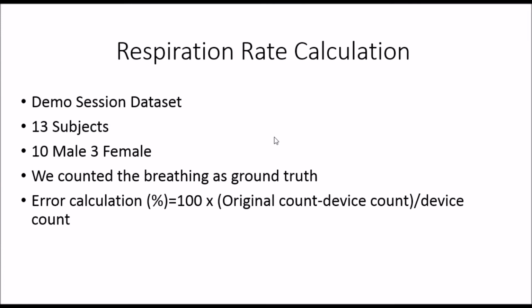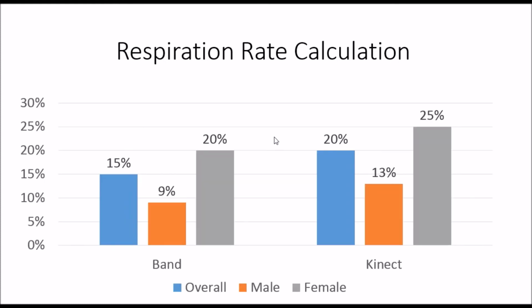We calculated respiration rate using the 13 subjects that we used in the demo session. Among those 13 subjects, we have 10 male and 3 female. We counted breathing rate manually on our own and then calculated the error using this equation. So our demo session dataset showed that we have an overall 15% error rate for the band and 20% error rate for Kinect based respiration rate calculation. We see that for male it is really highly accurate, and for female it is a higher error rate.